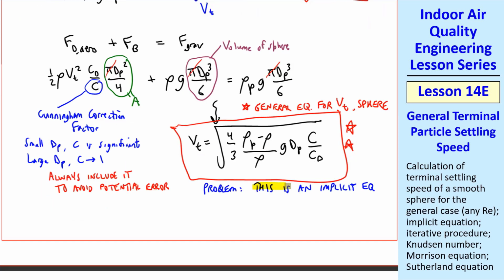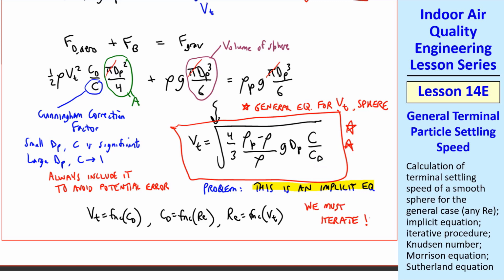The problem is that this is an implicit equation. Why? Well, vt is a function of Cd, as we see here, but Cd is a function of Reynolds number, and Reynolds number is itself a function of vt. So embedded within this Cd is some empirical correlation for Cd as a function of Reynolds number, which contains vt. You can't solve this equation directly for vt unless you plug in some very simple expression for Cd. So in general, this is an implicit equation. So to solve, we must iterate.